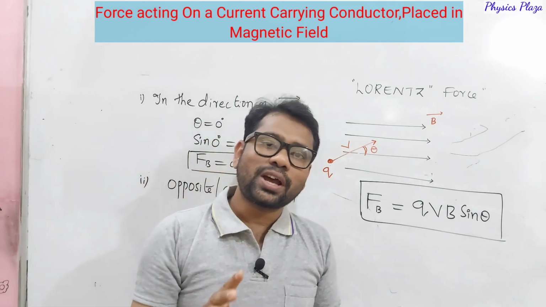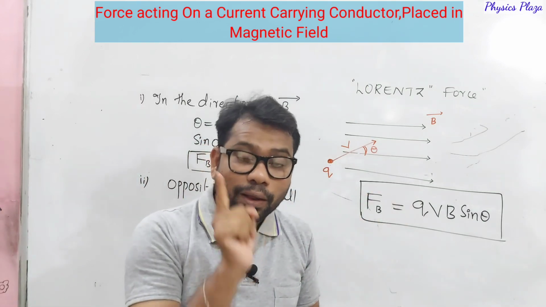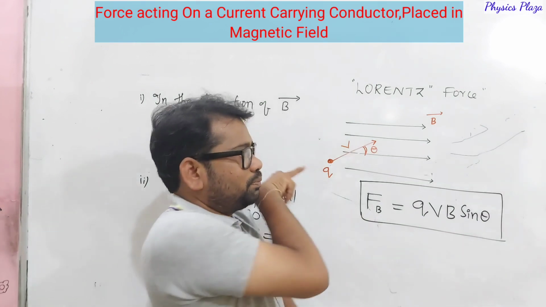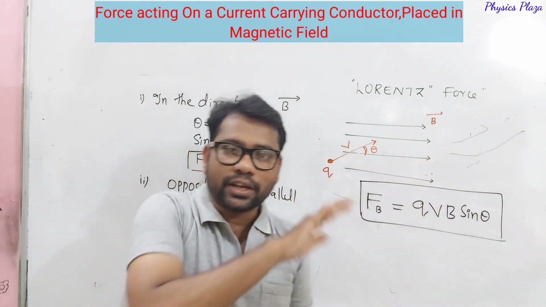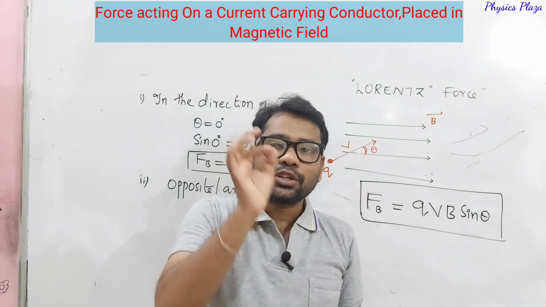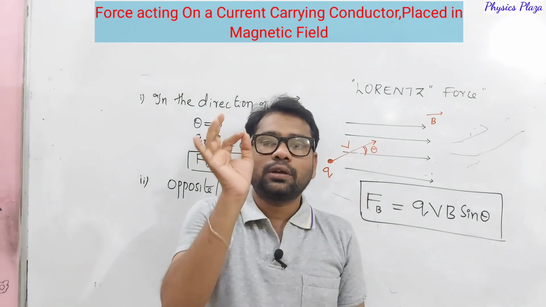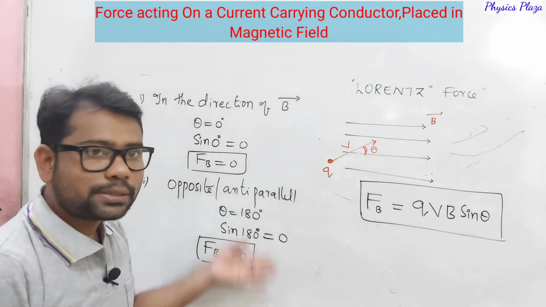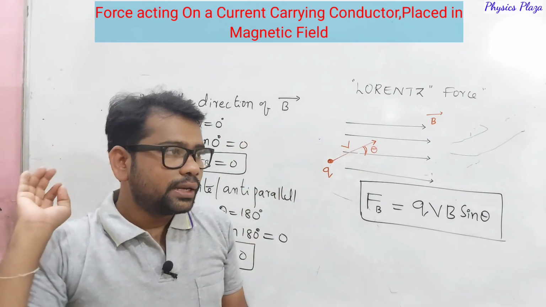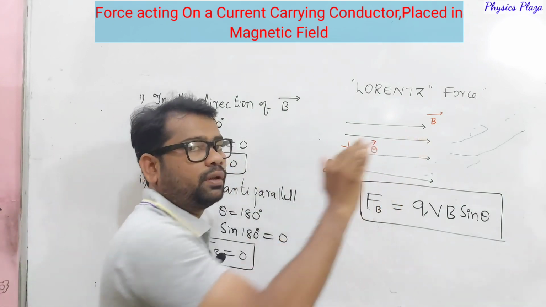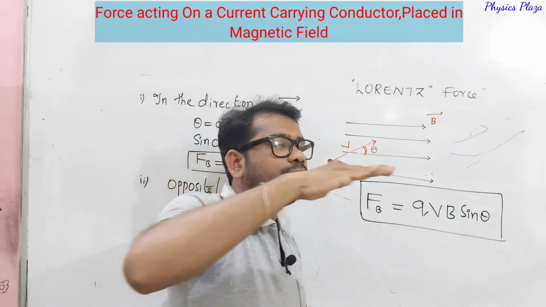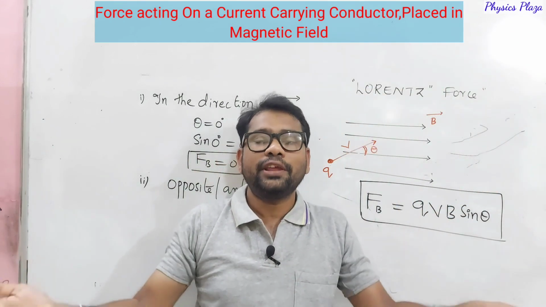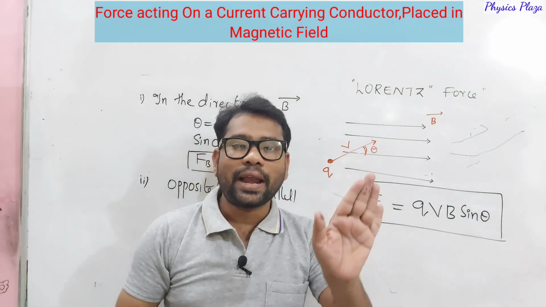You have to throw a charge into the magnetic field, but not parallel or anti-parallel. The charge should not be thrown parallel to the magnetic field. Very important. Then what happens? Nothing. If you are throwing in the direction, with whatever velocity you are throwing, with the same velocity it will go happily, because it won't experience any force if it is thrown parallel or anti-parallel.